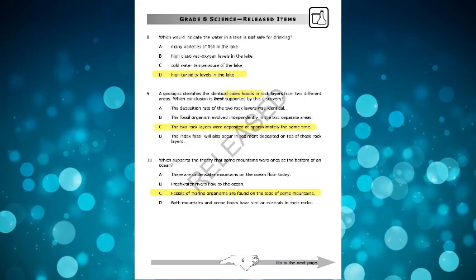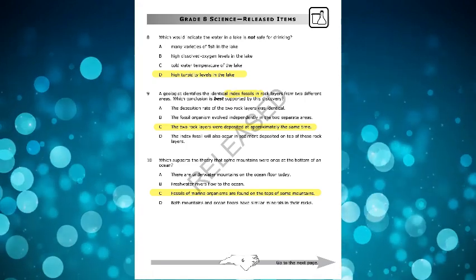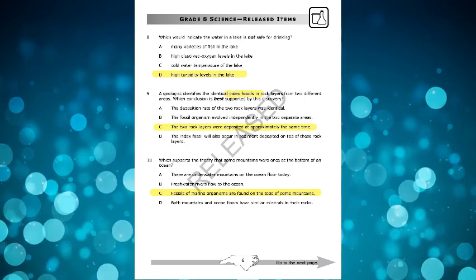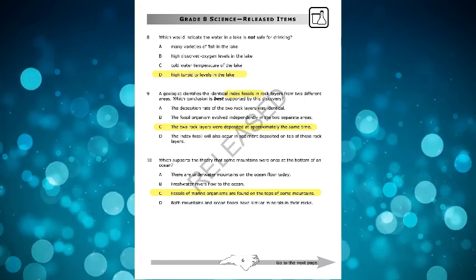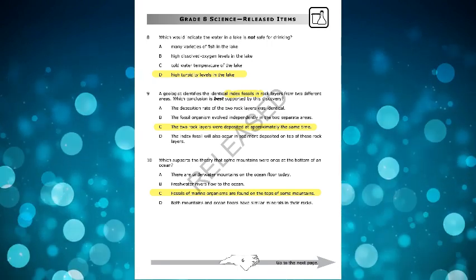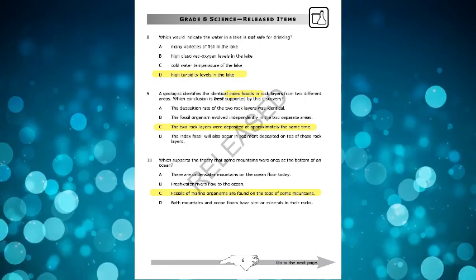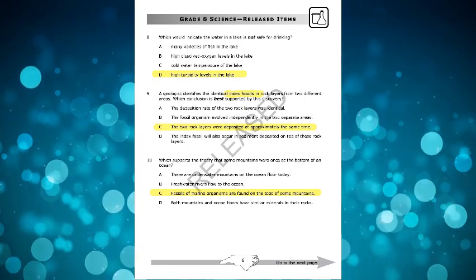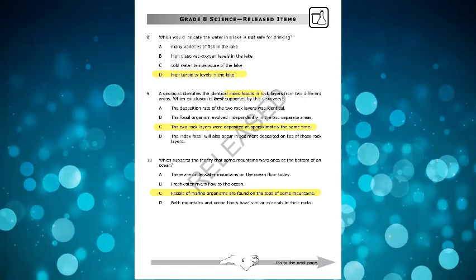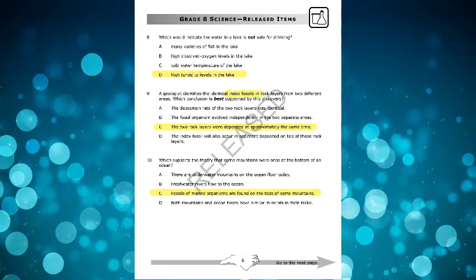And which supports the theory that some mountains were once at the bottom of an ocean? That's C, fossils of marine organisms were found at the top of some mountains. That would definitely support that theory because how did those ocean critters get there, considering they don't have arms and legs to be able to climb up or survive at the top of a mountain? So they had to have gotten there somehow.